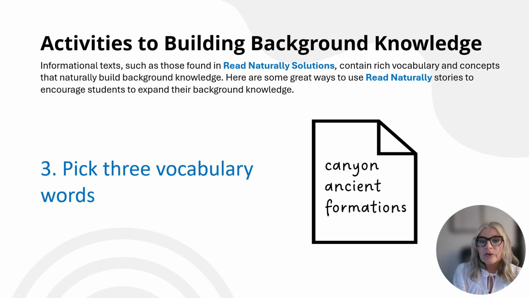Once you've read that story, or the student has read that story, or maybe you've read that story together, you can work with them or they can work independently and pick 3 vocabulary words that they want to know more about. What was in the story that they're kind of interested in? So for this particular story, the student has chosen canyon, ancient, and formations. And so teaching them how to find the meaning of those words, whether they're using the sentence that it was in and the sentence that came before or after to figure out the meaning, using the glossary or an online dictionary, whatever it is, they figure out what the meaning of the word is, and then they use that word in a sentence.